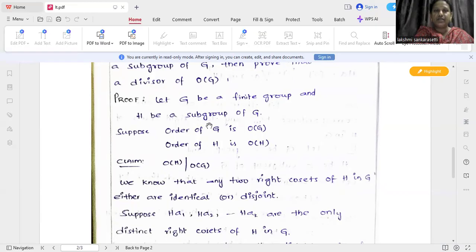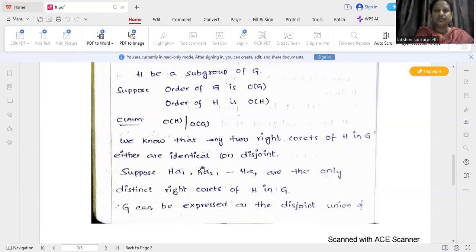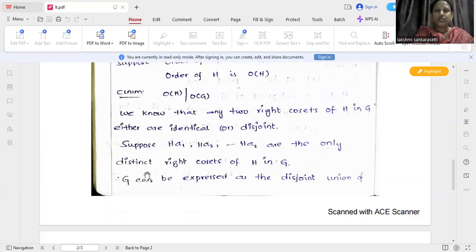G is a finite group, H is a subgroup of G. Our claim is to prove that the order of H is a divisor of the order of G. Here we suppose that Ha1, Ha2, and so on up to Hak are the only distinct right cosets of H in G. By using a basic result, we already know that any two right cosets of H in G are either identical or disjoint.